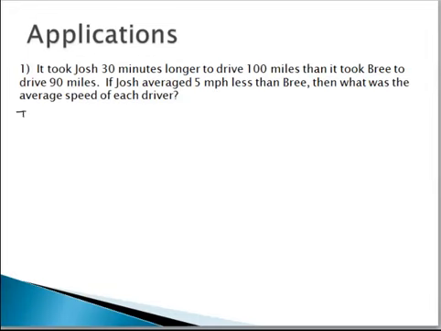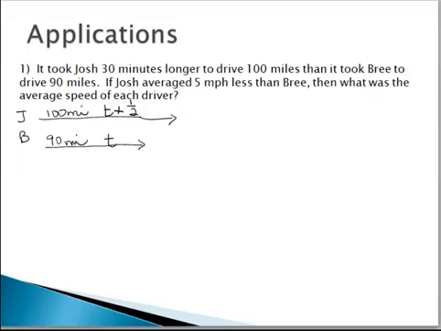Okay, so we have Josh and we have Bree. Here's Josh, and he's traveling 100 miles. And here's Bree, and she's only traveling 90 miles. It took him 30 minutes longer than it took her. So if her time is t, then his will be t plus 30 minutes. But these are usually in hours, so 30 minutes would be half an hour. So t plus half an hour.